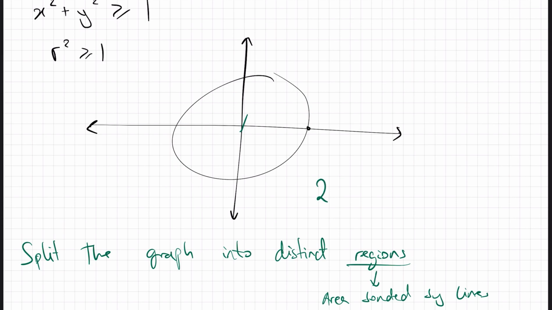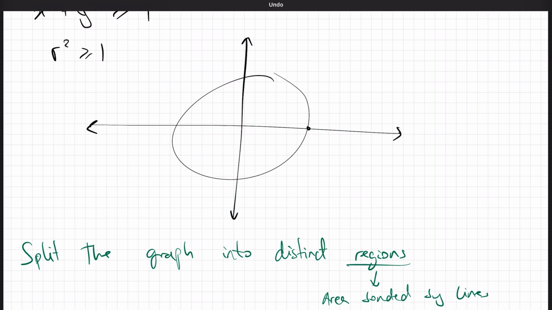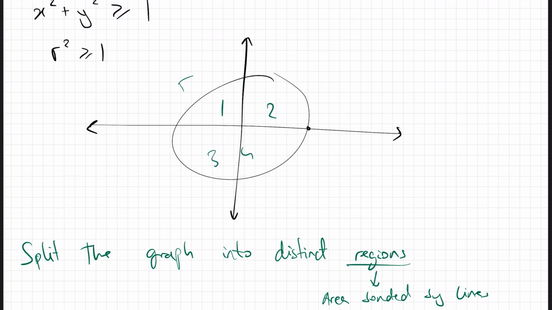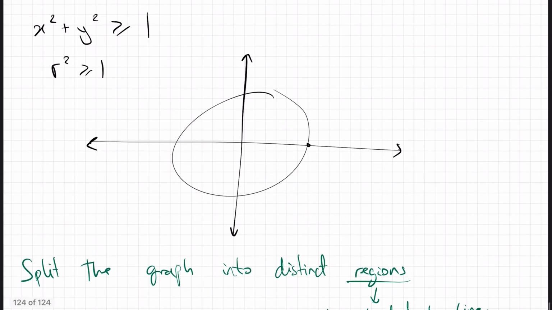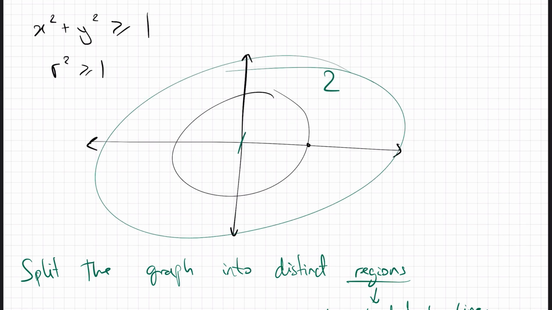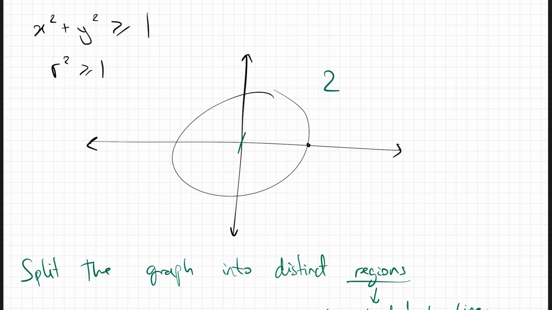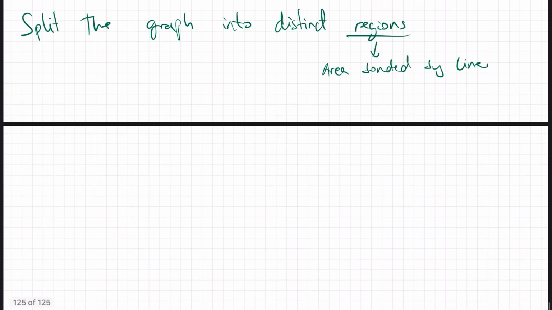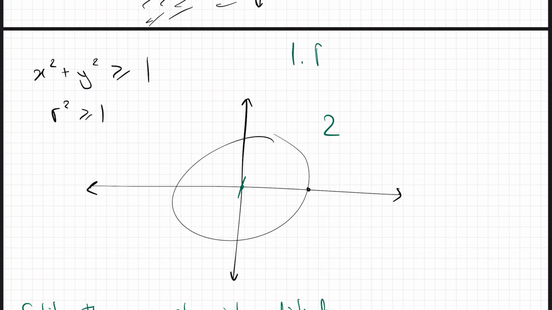Sometimes, if you want, you can also include the axes, so you'd have 1, 2, 3, 4, 5, 6, 7, 8 regions. But I believe that's too complicated. So only include the axes if it's one of your inequalities, like if it was in a system. For now, we can just do area 1 and area 2. Now what you want to do is pick a point from area 1 and area 2. In this case, from area 1, the point is going to be the origin, or 0, 0.